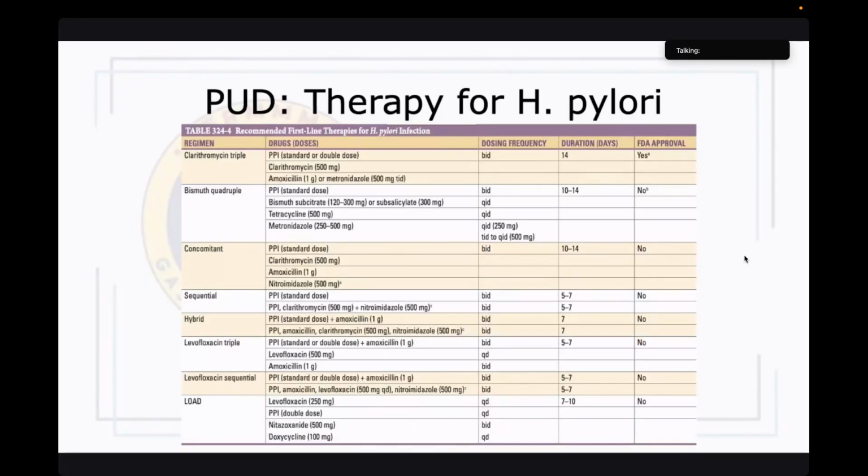These are the recommended first-line treatment for H. pylori infection. There's no single agent that is effective in eradicating the organism. So it's always a combination of acid suppressants and antibiotics. And usually a combination of therapy for 14 days provides the greatest efficacy. So please go over this table.